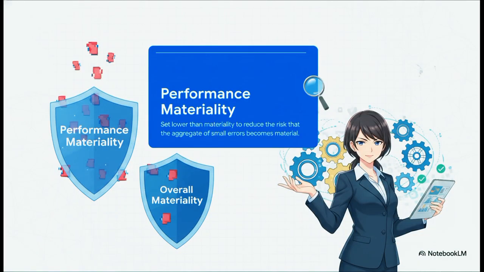Auditors have a really smart answer for it, and it's called performance materiality. It's basically a lower, more conservative threshold. Think of it as a safety buffer that auditors use for all their day-to-day testing. It's specifically designed to catch these smaller errors before they can pile up and cause a material problem.